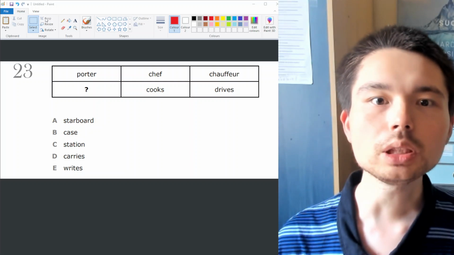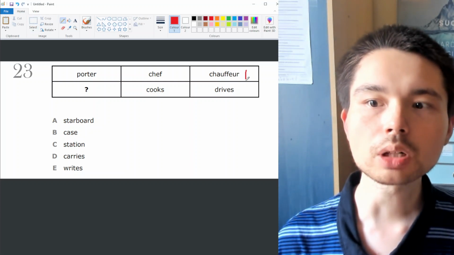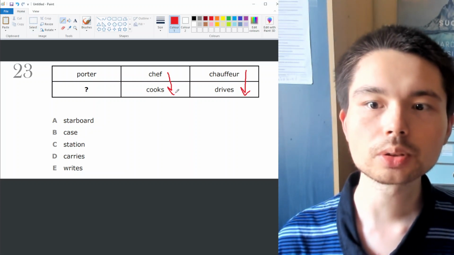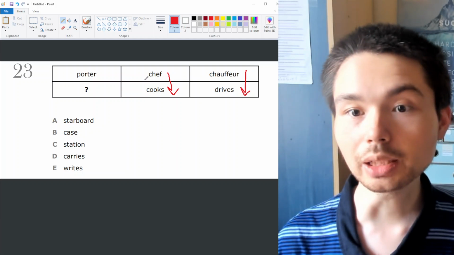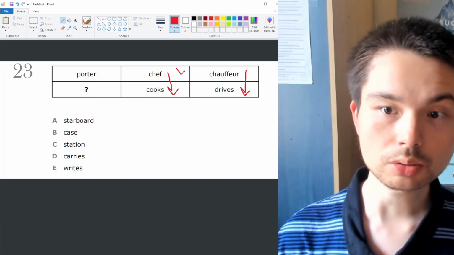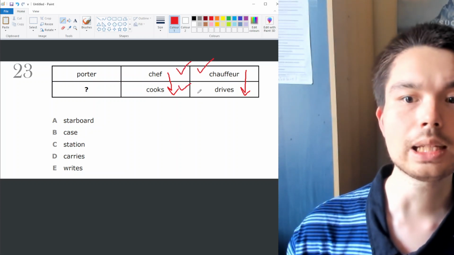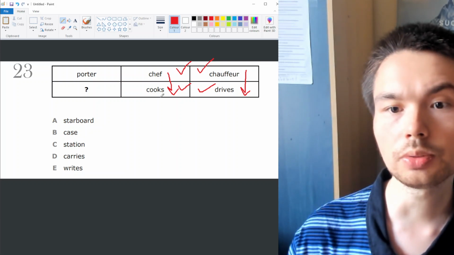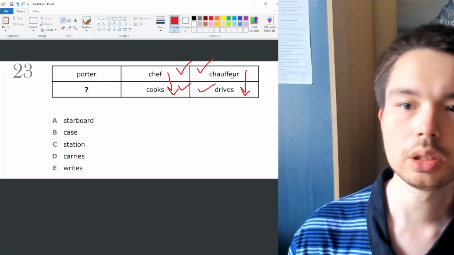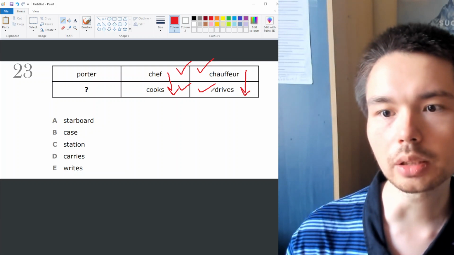Question 23. A chauffeur drives and then a chef cooks. How nice, I basically just said it. It's a noun and a verb, so it's the type of person doing the action. That's what a chef does, cooks food for people, and a chauffeur is your own taxi driver. They're going to drive you around.